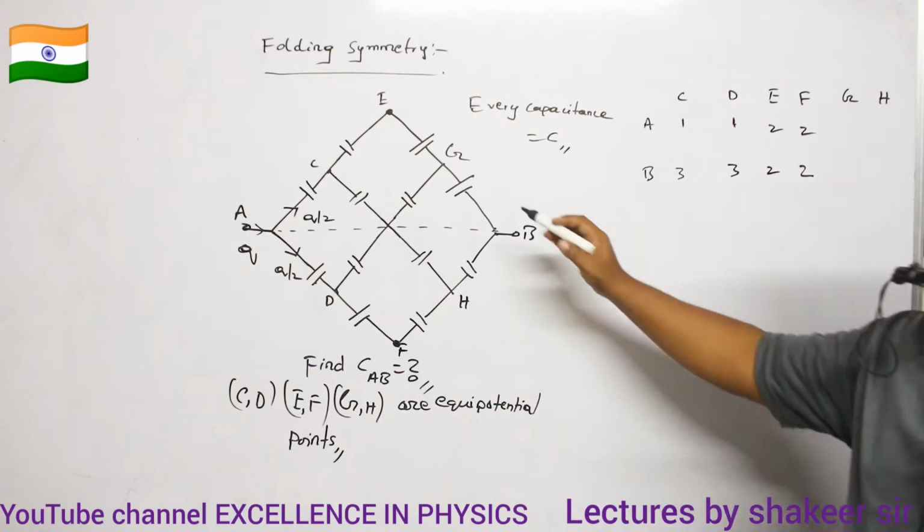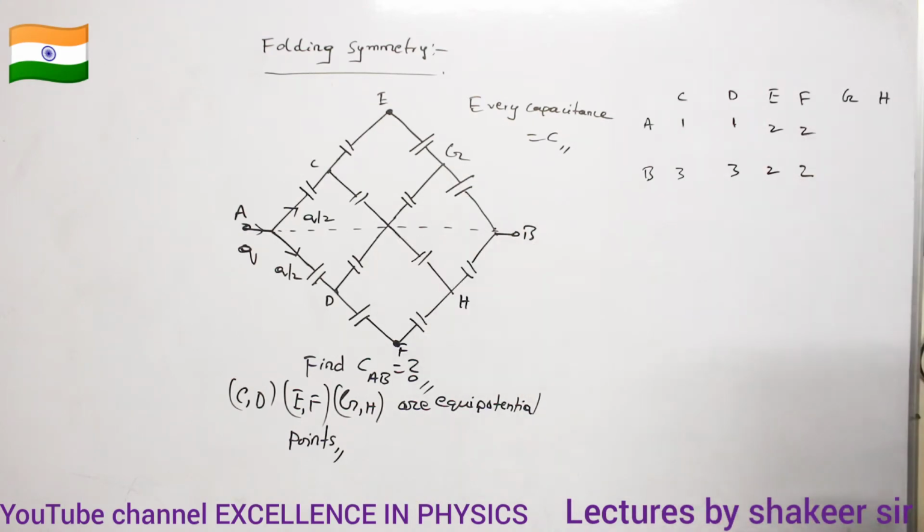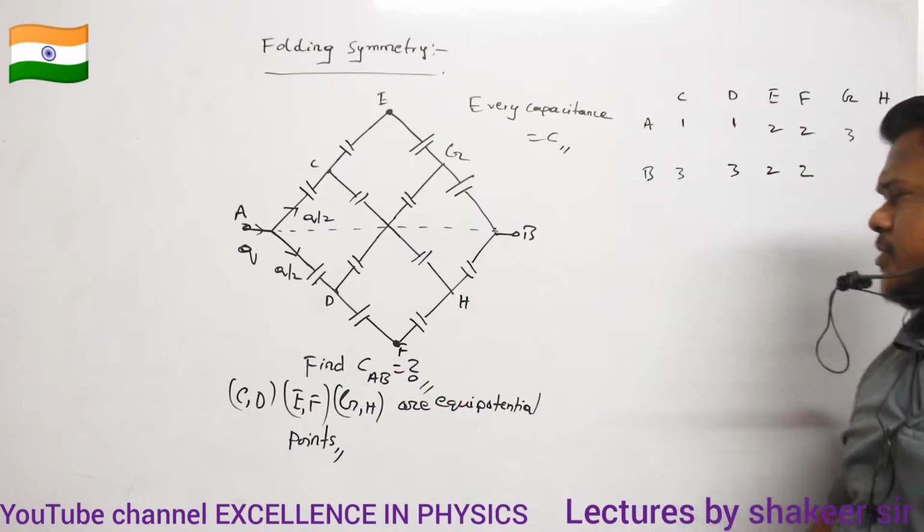Where is G? G is here. Now from A, the shortest path up to G: 3. 1, 2, 3. 3 capacitors. Clear? Next, B to G, only one capacitor.